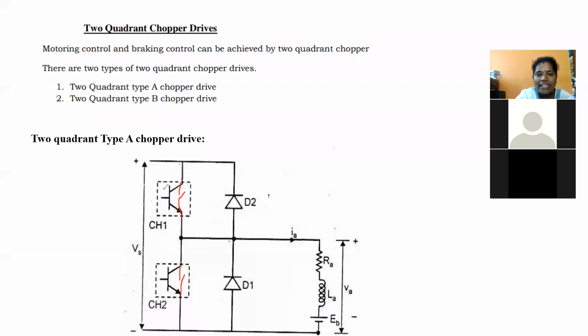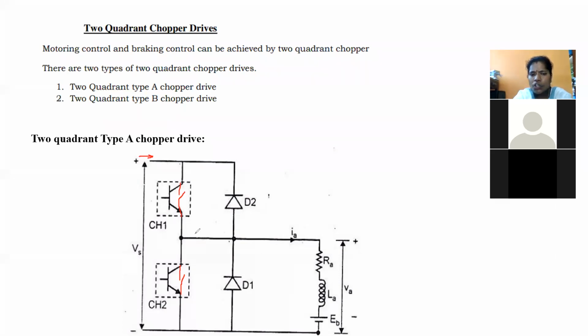So when chopper 1 is on, the current flowing path is: supply voltage, chopper 1, already chopper 2 is in off, then our DC motor, back to supply voltage. This is the current flowing path of the chopper. And listen, in between the triggering of two choppers, there is a small duration of time which is used to conduct the diode. Just listen.